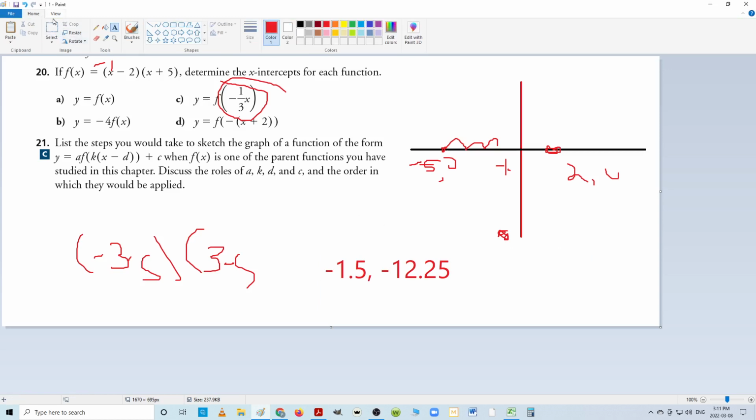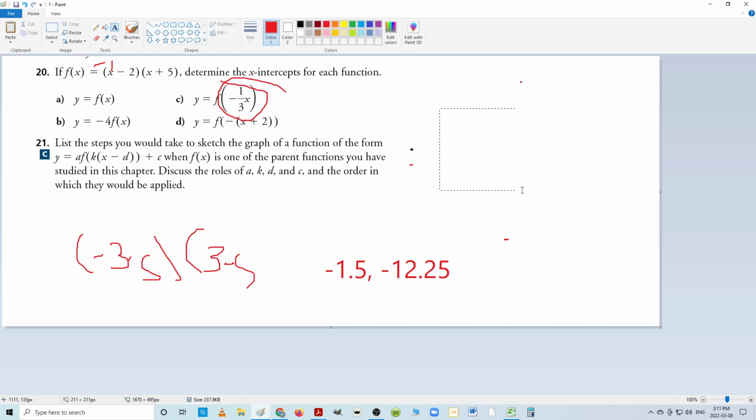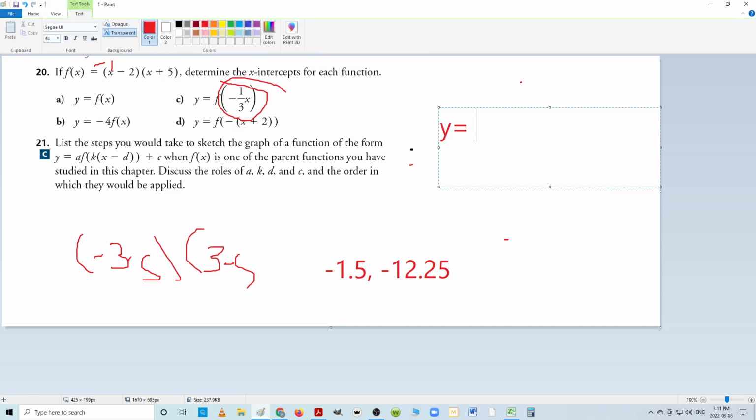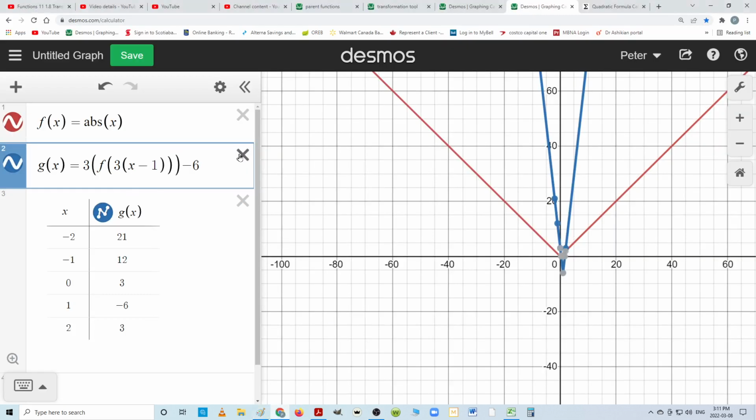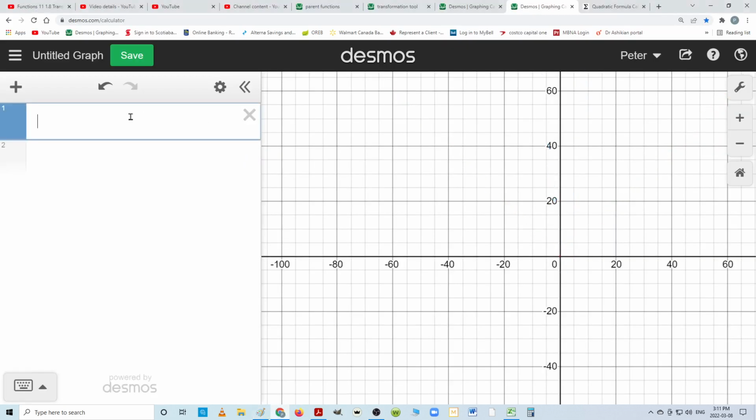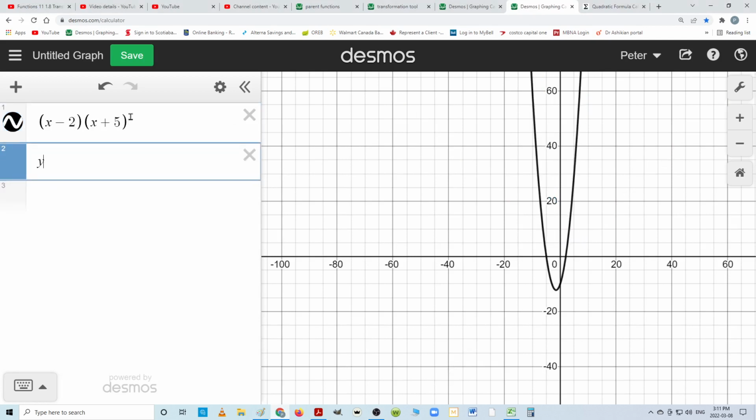Which means my vertex formula will look like this. Which means that's how it's been translated already. To prove this, you can just put the factored form in here. And you can put the vertex form.